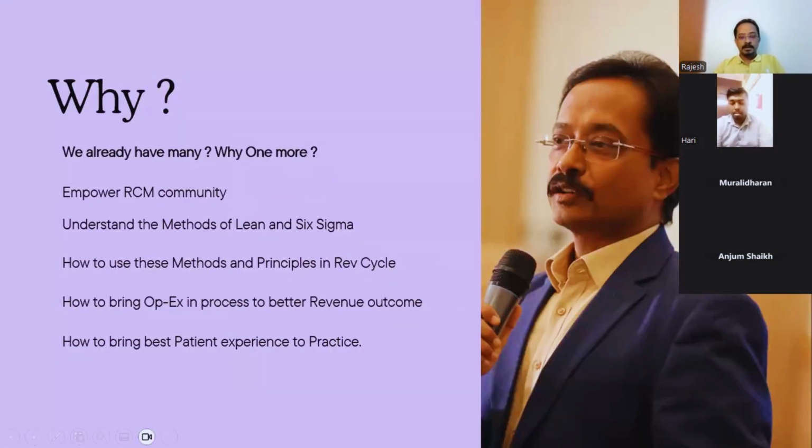The point is we are trying to give the context of why I need to learn Lean Six Sigma. So the why should be very clear. We are going into a lot of automation, a lot of AI and ML, and we should be able to run that particular show.